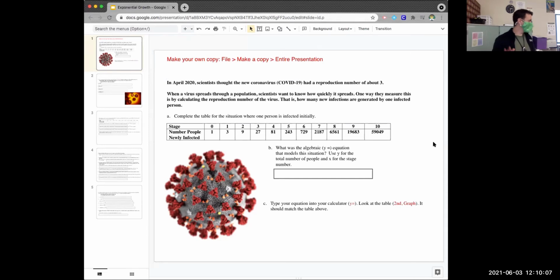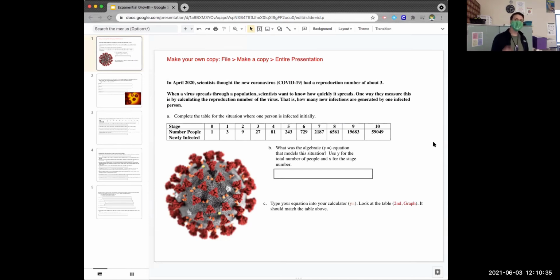So all the numbers we're talking about today are true. Back in April, when scientists were figuring out, okay, what's going to happen with this pandemic? How worried do we need to be? Well, this is one of the calculations they would have done. This stage could be the number of days. It could be the number of hours. It could be the number of weeks. It's whatever it is you're measuring.